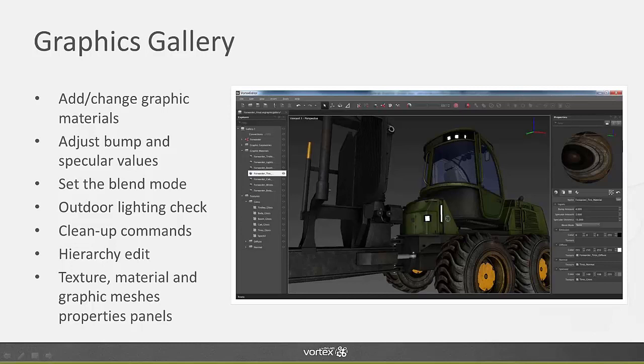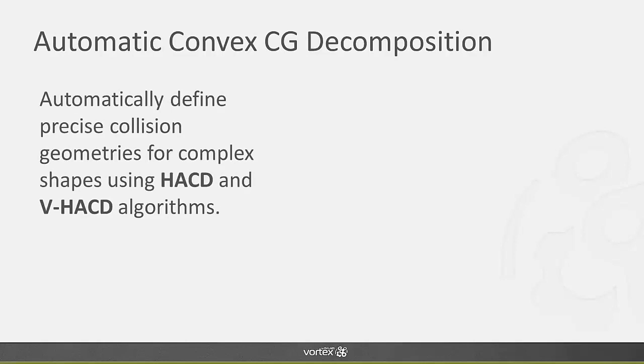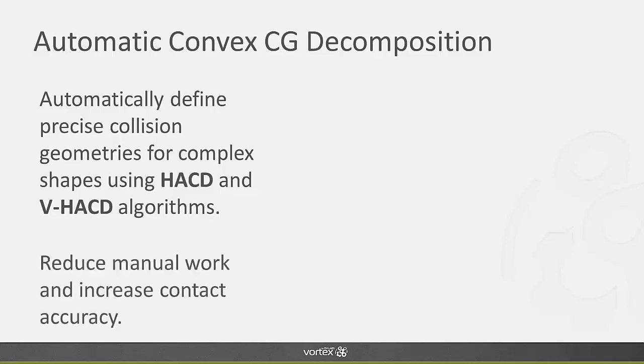So the next feature I want to talk about is the addition of two new automatic convex collision geometries decomposition algorithms. Those of you who are familiar with creating collision geometries will know that creating the collision geometries for convex shapes can be tricky. These new algorithms, called HACD and VHACD, allow you to create more precise collision geometries automatically instead of manually. So it will save time because you don't have to do manual work, but it'll also increase the accuracy of contacts. And the best way to explain how it works is to show a direct example.